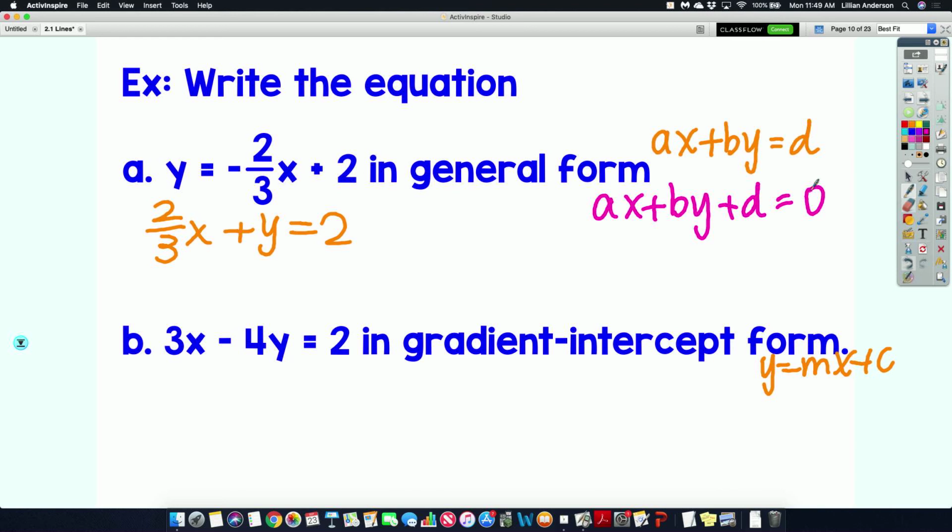So, if I wanted to write that equation, 2/3 x plus y equals 2, in the form that you see in the pink, I need to do two more things. What's one of those things? Subtract 2. I have to make sure that it's set equal to 0. So then that's 2/3 x plus y minus 2 equals 0. That's one of the things. I got to make sure everything is all on one side.